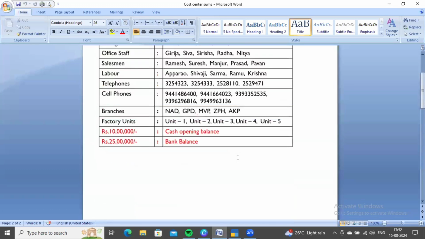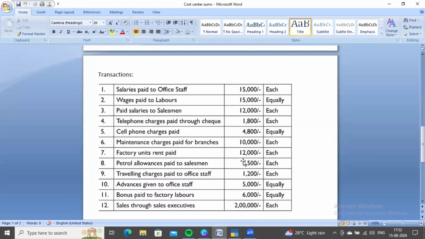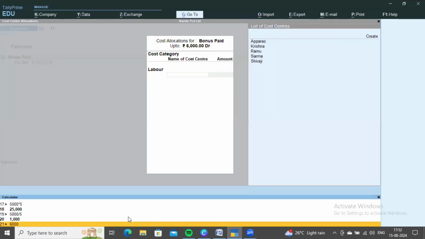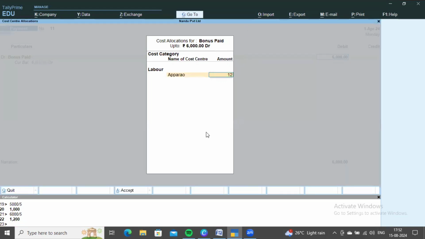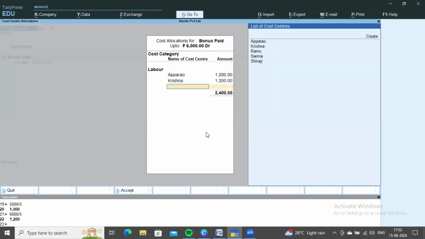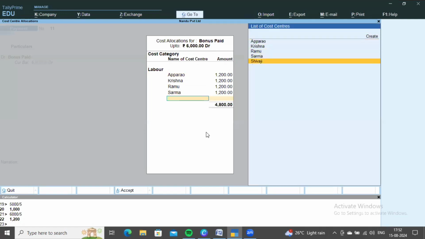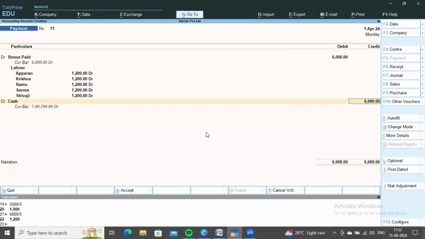How many members come under labor category? 5 members are there under labor category. You need to divide 6,000 by 5 and the amount is 1,200. So each has been assigned 1,200. Give 1,200 to each member and credit cash account as you are making payment through cash.